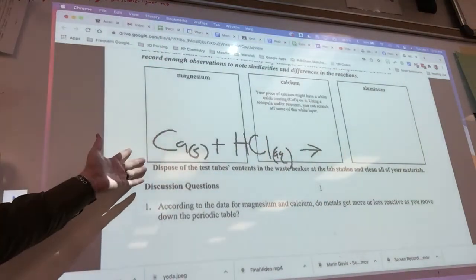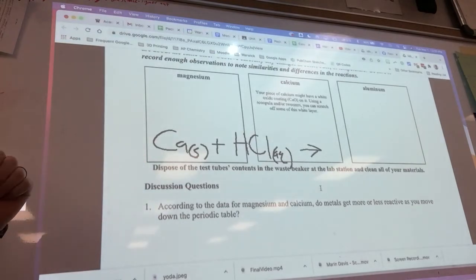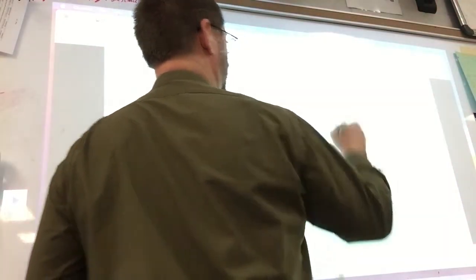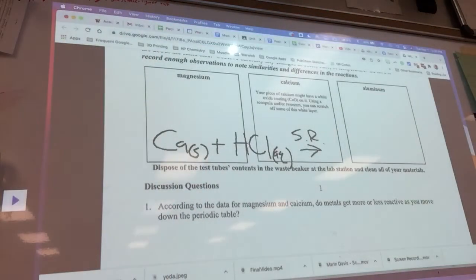Anytime we have a single element by itself, does anybody remember what type of reaction that could be? We saw it with the metal non-metal lab, with the sodium and the potassium. A single element by itself that could swap places with another one. Anybody remember what SR stands for? Single replacement. They're going to singly replace each other.